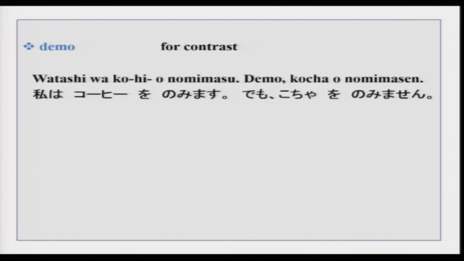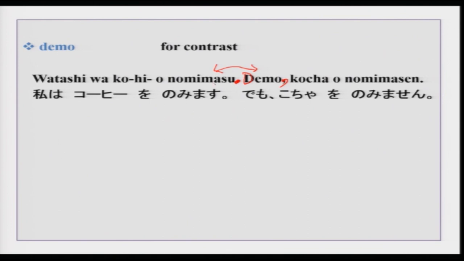Now, there was demo. We have done demo in very simple sentences. It shows contrast. Watashi wa kohi o nomimasu. Demo, kocha o nomimasen. So, over here, it is joining two sentences or two thoughts, but you will notice one thing with demo. Even though it is a conjunction, it is a joining particle, it starts a sentence. You finish a sentence over here and then with demo, you begin a sentence and then you complete what you are saying.